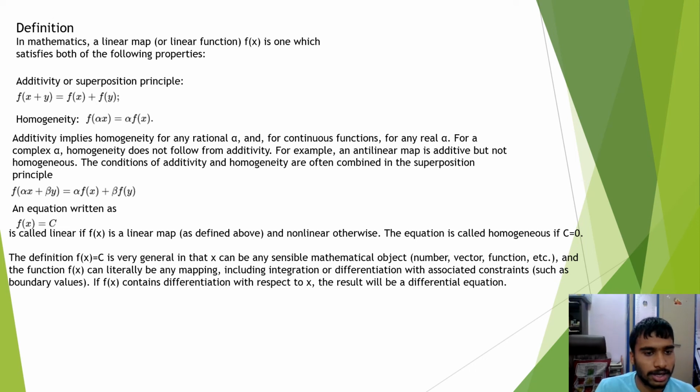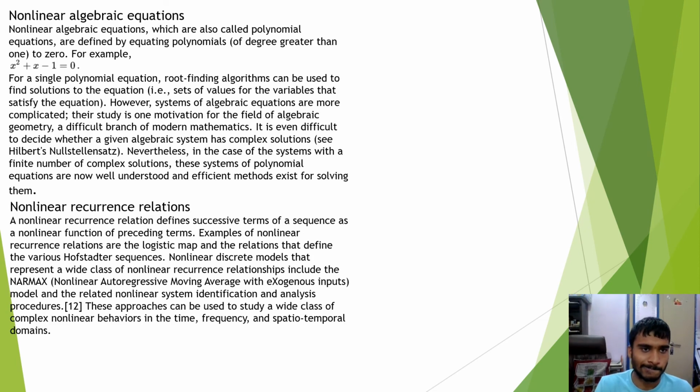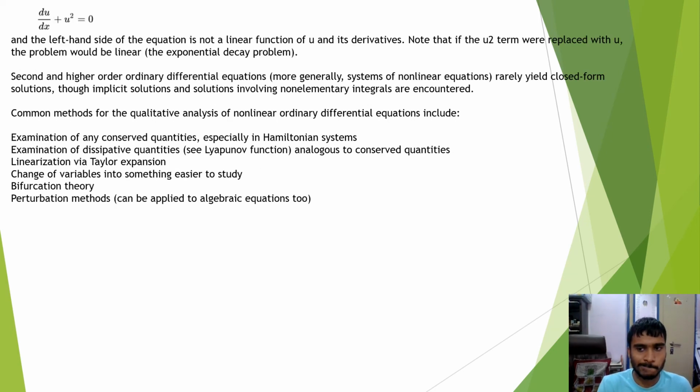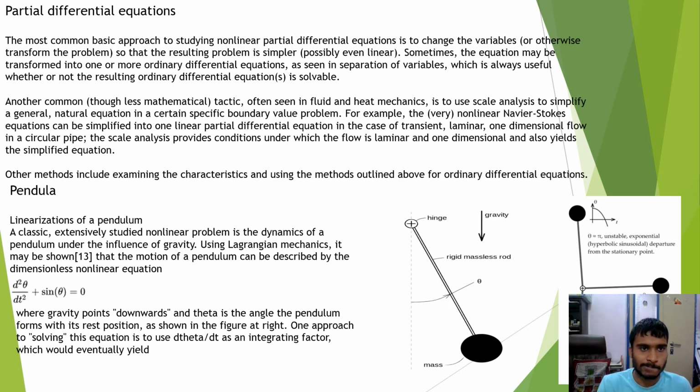An equation written as f(x) = c is called linear if f(x) is a linear map and non-linear otherwise. The equation is called homogeneous if c = 0. Non-linear algebraic equations, non-linear recurrence relations, non-linear differential equations, ordinary differential equations. Partial differential equations.